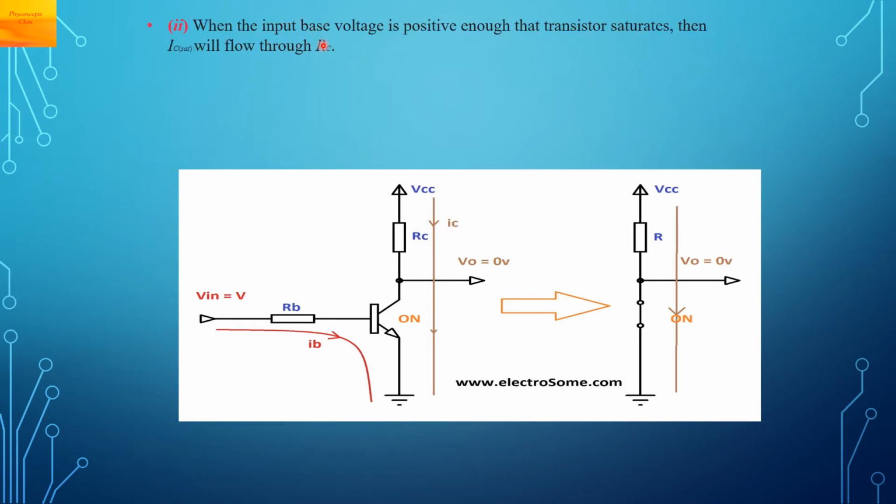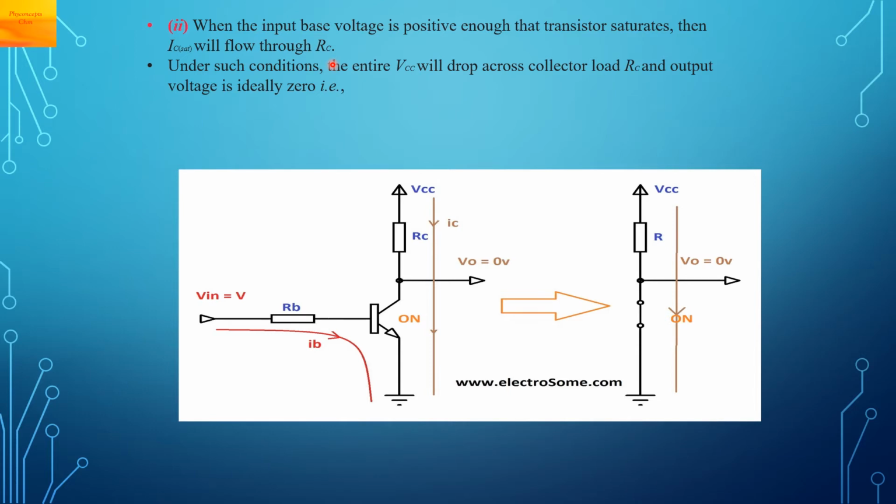Now you apply some base voltage. So Vin is something positive, about capital V. Then the transistor will saturate and a collector current, that is IC sat, will flow through the collector resistor RC, and hence under this condition the output voltage is ideally 0. So VO is 0 volt. The transistor in this diagram is shown as a closed switch.